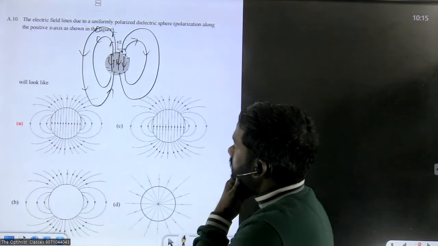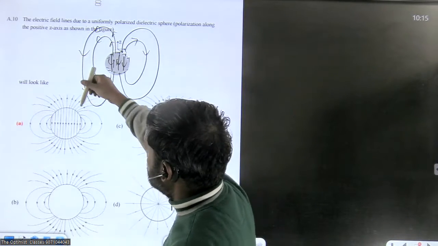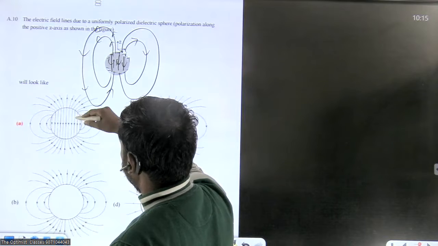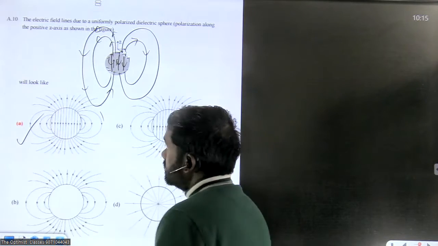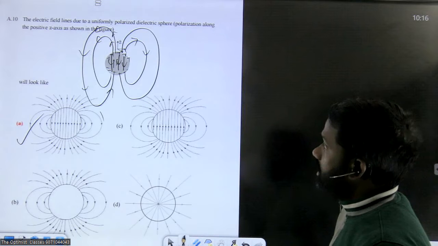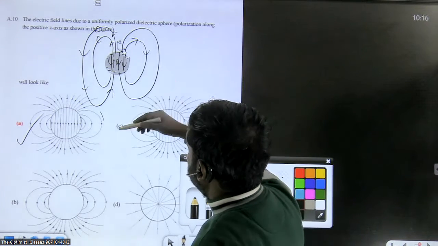This kind of field is given in option A. Field lines are downward inside, and outside they start from positive charge and go to negative. So this option is correct. This is a very well known concept that is discussed in most books of electrodynamics. You can see this is given in Griffiths also.